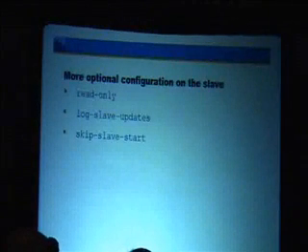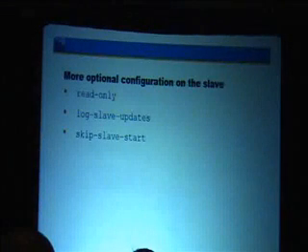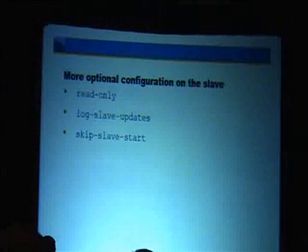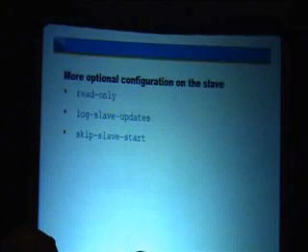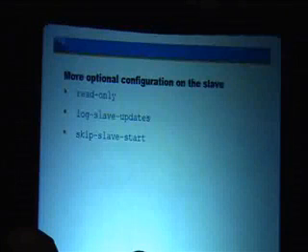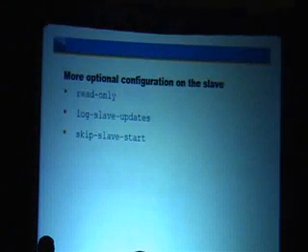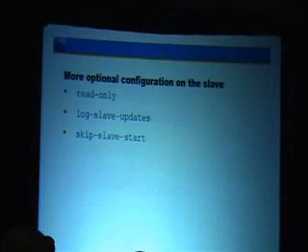So there's more optional configuration that we can do on the slave. You can say that it should be read-only, so that you cannot modify the slave, and that's pretty useful when you are maintaining it, when you're changing something. You can say log slave updates. That means that the things which come in for replication are also logged in the slave's binary log, which means that you can chain replication. So you replicate from server A to server B to server C, and so on. And then you need to turn this on.